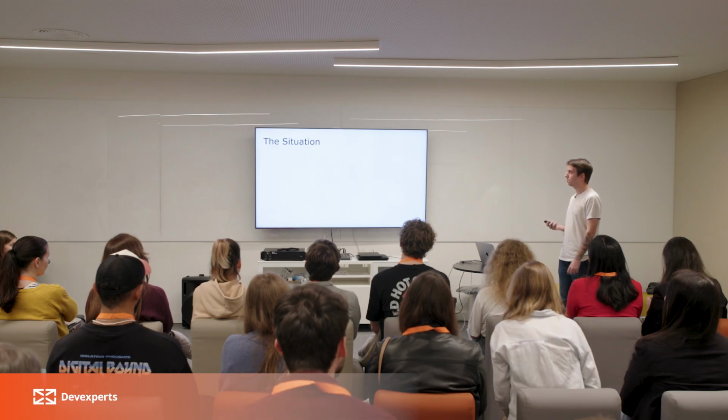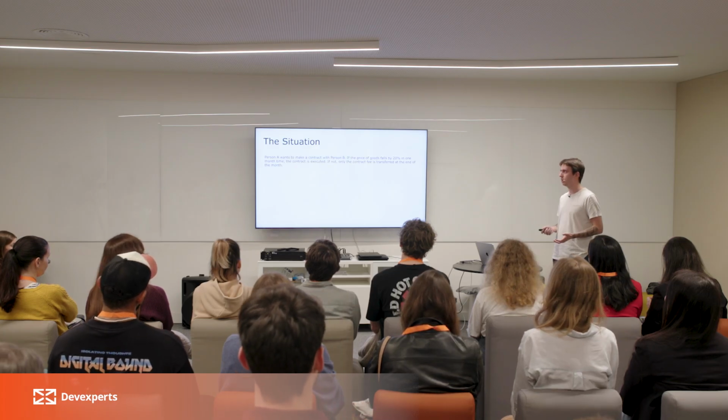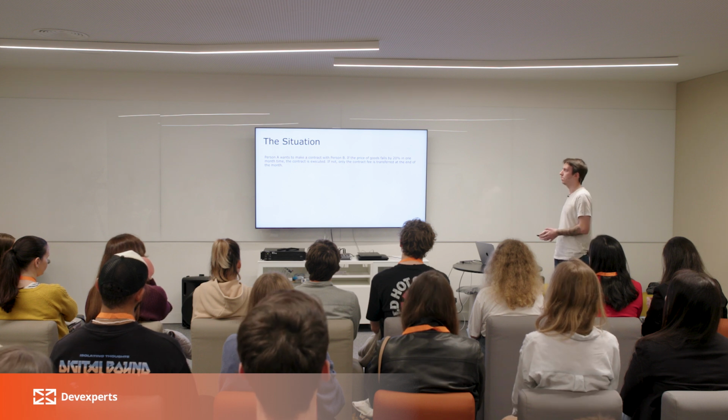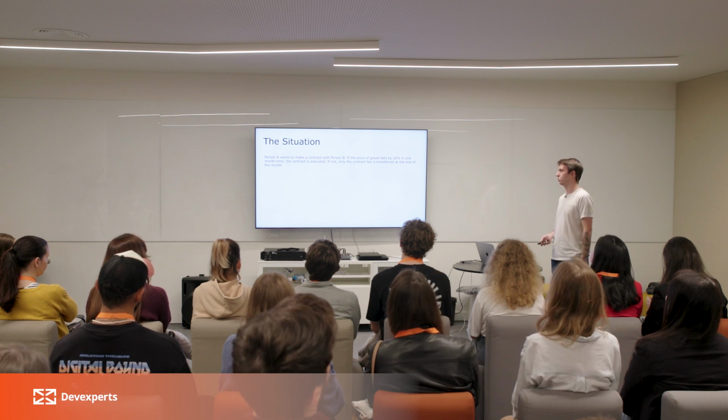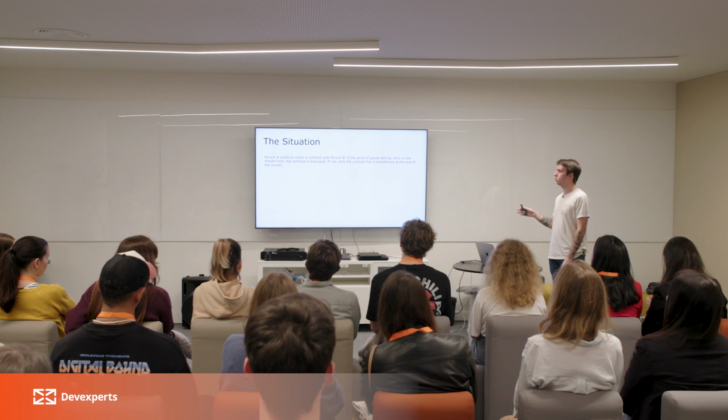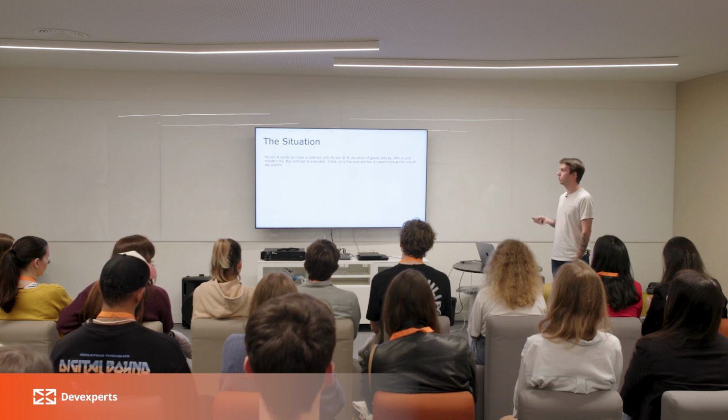So the situation is very simple. Person A wants to make a contract with person B to make some sort of transaction, like a trade. The condition is simple. If the price of some kind of good falls by a certain percentage in a 1 month time, the contract is going to be executed. Otherwise, only the fee is transferred at the end of the month. For those of you who know, this is just an example of an option, something that we work with in DevExperts on a daily basis.